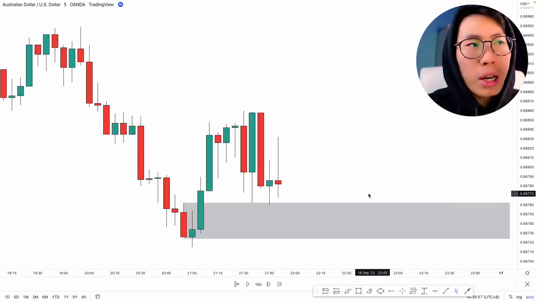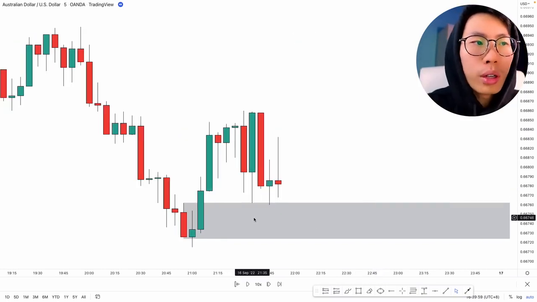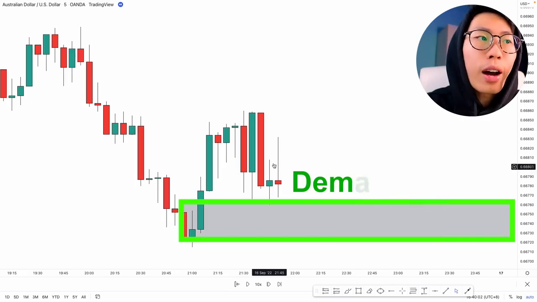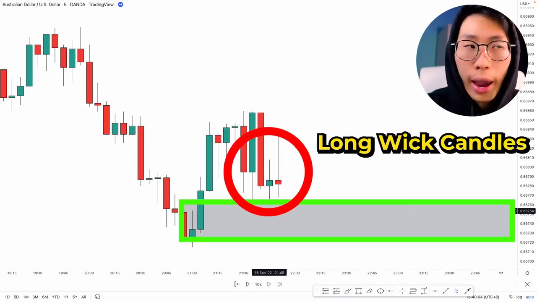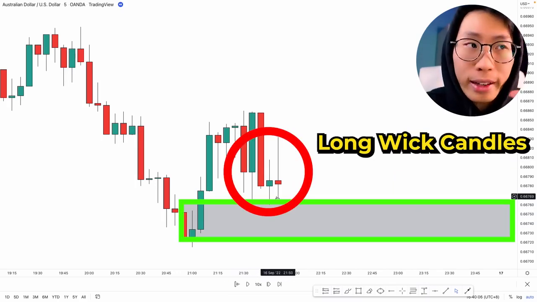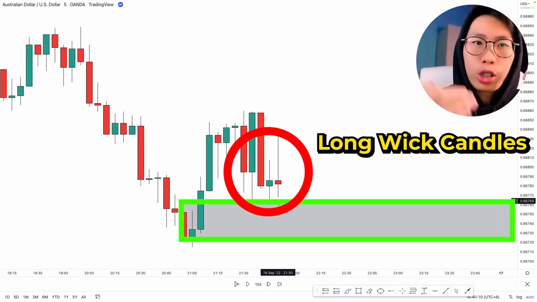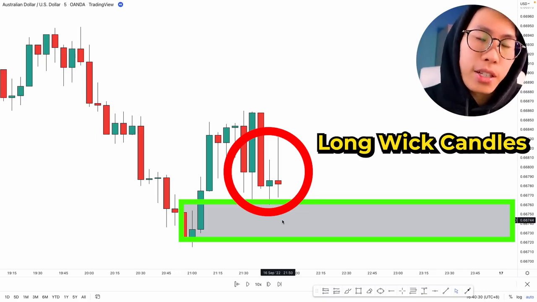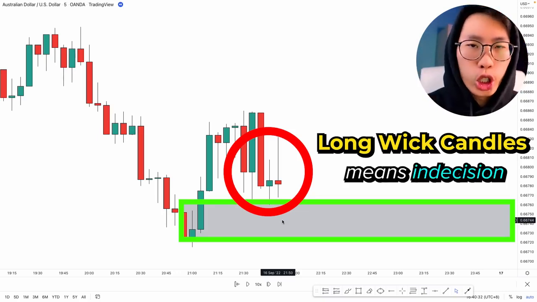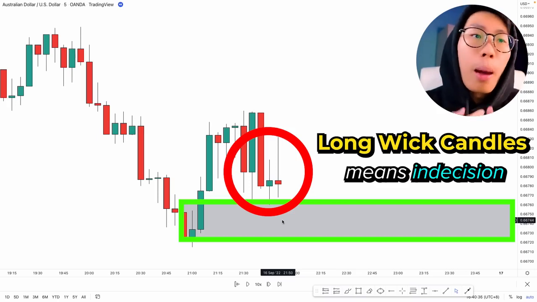So right now, you saw that price has come back all the way down to this demand zone, and it gave us a long wick doji and also multiple long wick candlesticks, which show us that price is rejecting this demand zone and it's going to shoot back up. What do these candlesticks tell us? It tells us indecision in the market. It tells us that price is rejecting this area, but we cannot assume that price is going to go back up yet.